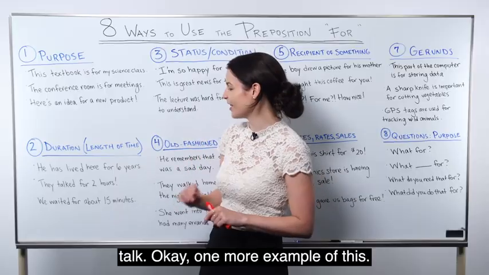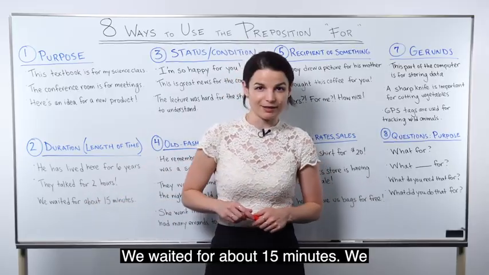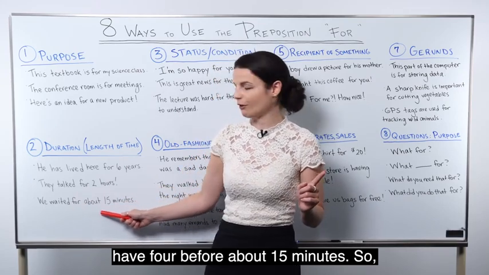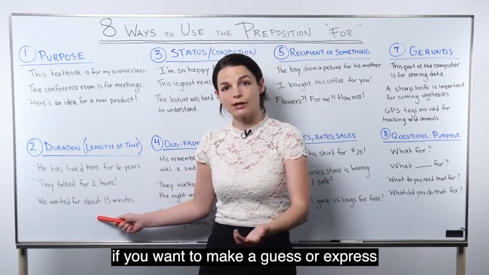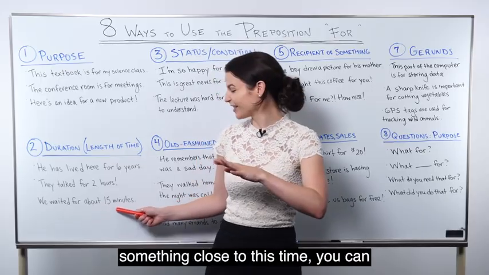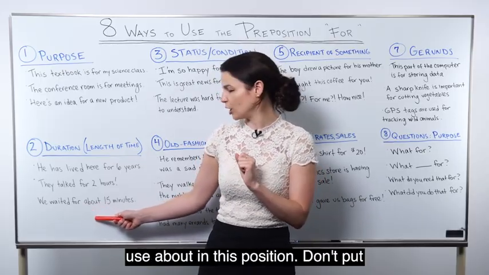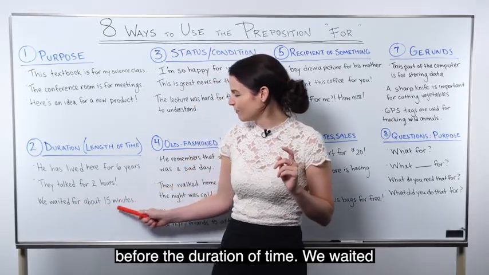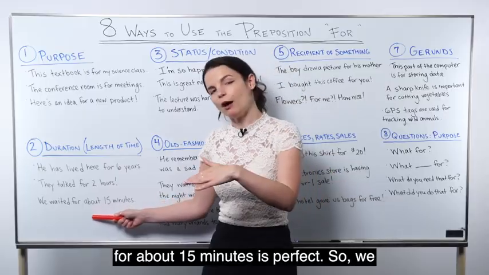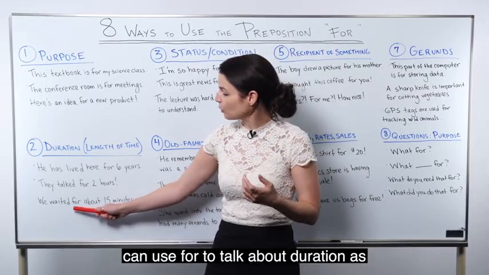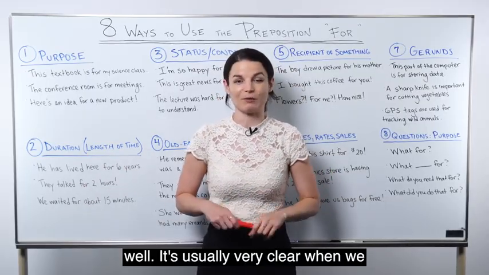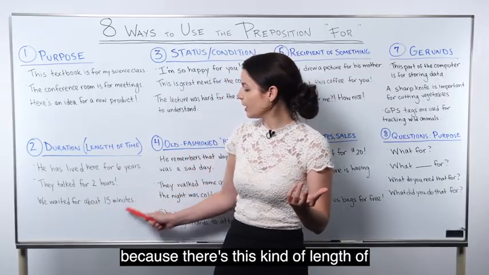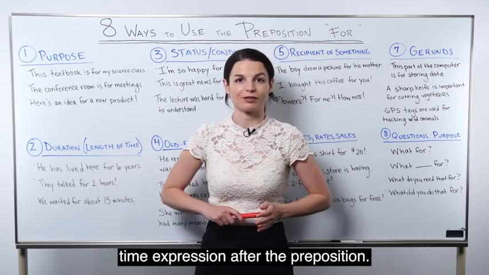Okay, one more example of this. We waited for about 15 minutes. Here we have for before about 15 minutes. So if you want to make a guess or express something close to this time, you can use about in this position. Don't put about before this. We waited about for 15 minutes. No, don't do that. Put it before the duration of time. We waited for about 15 minutes is perfect. So we can use for to talk about duration as well. It's usually very clear when we are using for to describe duration because there's a length of time expression after the preposition. Okay, great.